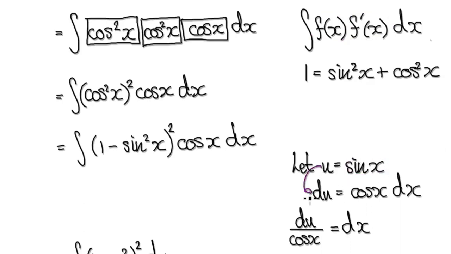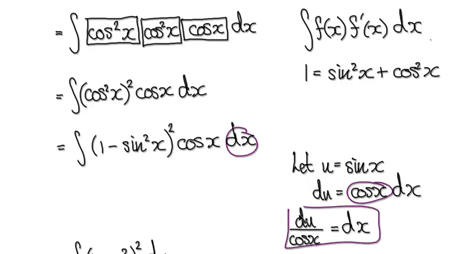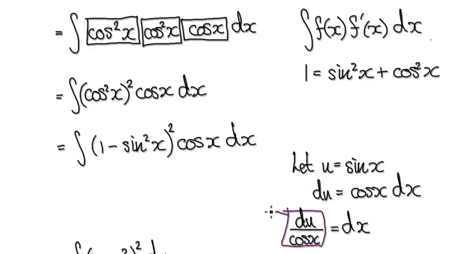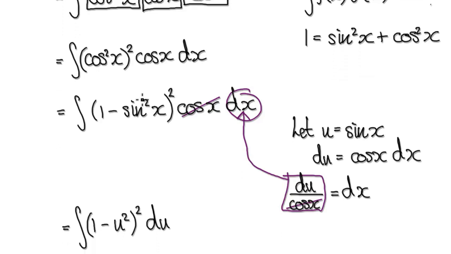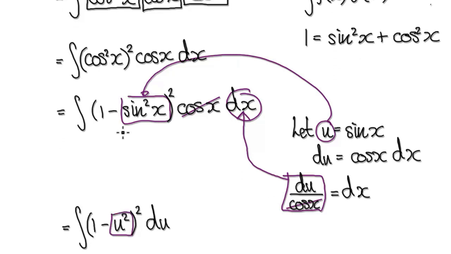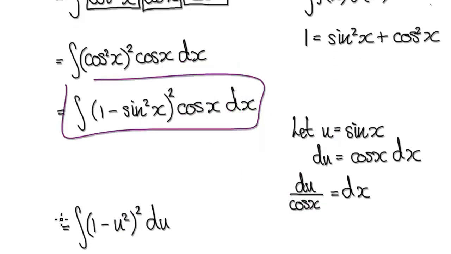So differentiate this side. That will then give you this. We want to replace this dx. So divide both sides by cos. So that will then give us this. So now if we put this into this dx here, then this cos will cancel out with this cos. And then if you put u into here, that will then give you u squared. So this whole thing here becomes this.